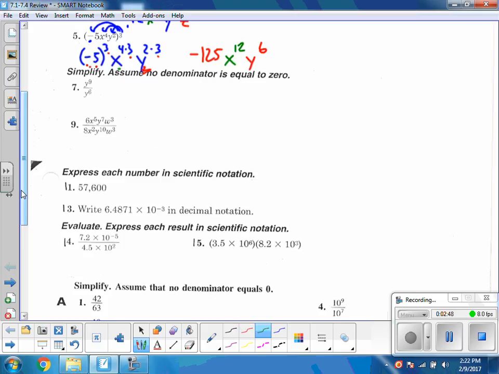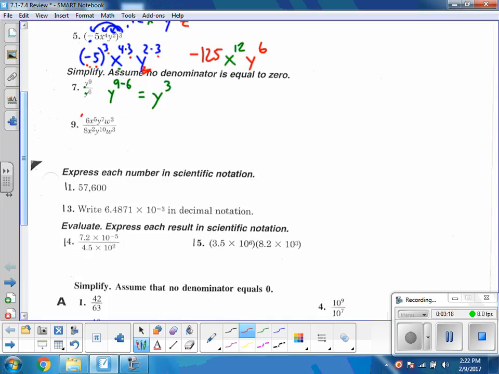All right, so let's look at division. This is our quotient rule. Now, this says assuming no denominator is equal to 0, remember, we can't have a 0 in our denominator. Anything divided by 0 is undefined. Same base, dividing, so I can then subtract my exponents. 9 minus 6. So I end up with y to the 9 minus 6, which is 3. That is simplified.